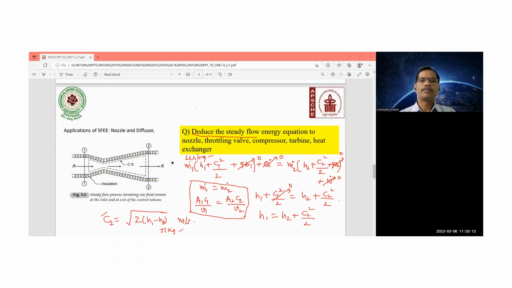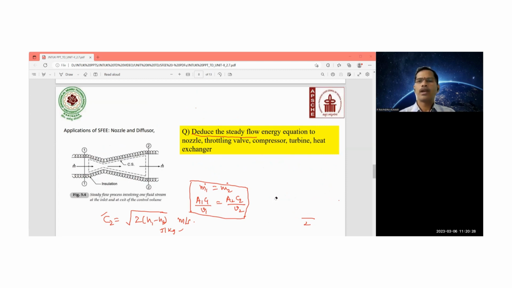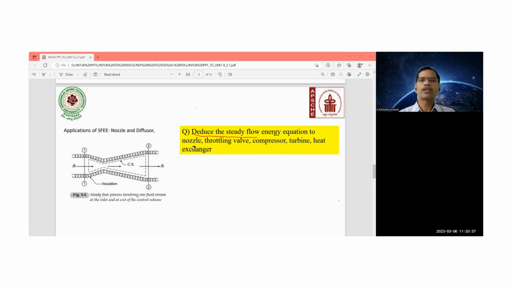Next one is, there are some other applications also. So far we have just covered the nozzle and diffuser part, and the remaining things are the compressor and turbine. So we will apply the steady flow energy equation to the compressor and turbine sections. Go through the PK Nag textbook, where very good things have been given, or try to follow this particular lecture.